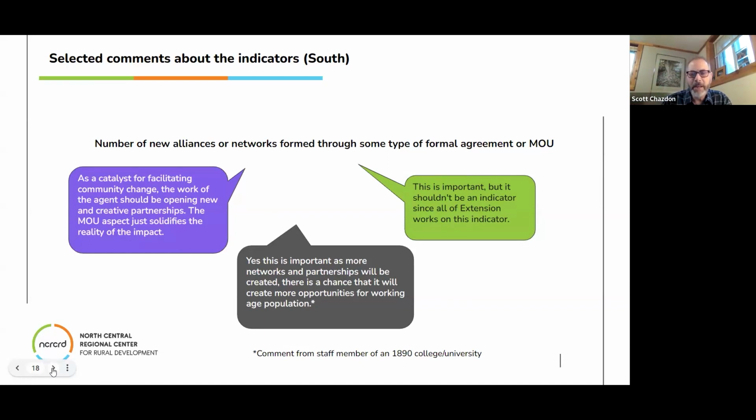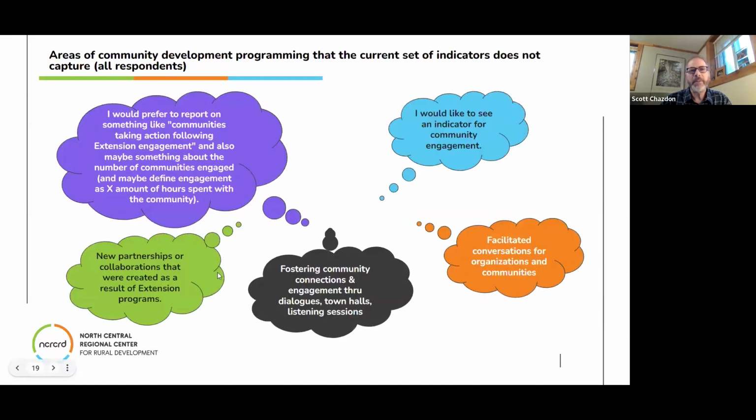So another comment here from an 1890 staffer, yes, this is more important. As more networks and partnerships are created, there's a chance it will create more opportunities for the working age population. So then there was a question in the survey about areas of community development programming that the current set of indicators does not capture. And I'll just share a couple of slides about some ideas that came up there.